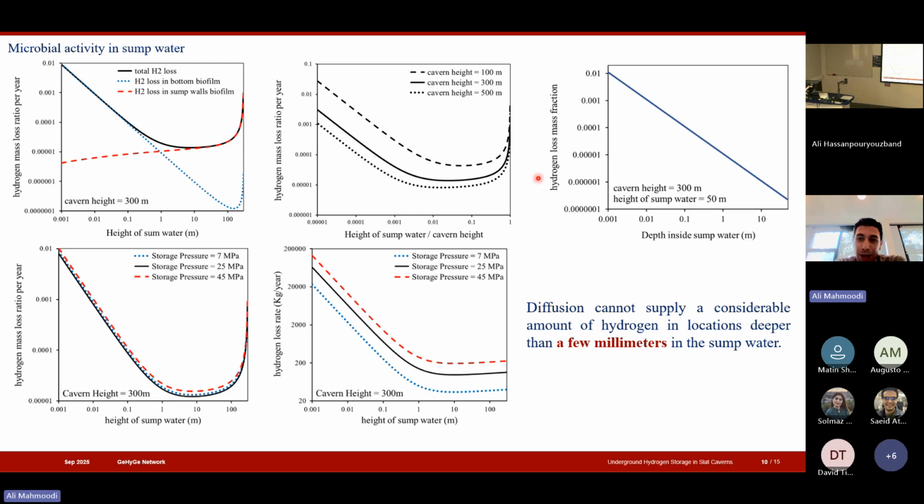Where I mean, the intuition was correct, basically, but I couldn't say how much. I would have said a few centimeters, but based on these calculations, even a few millimeters deeper into this body of water is where the supply of hydrogen is very limited, and it's not going to matter in the long term for how much hydrogen is being consumed.